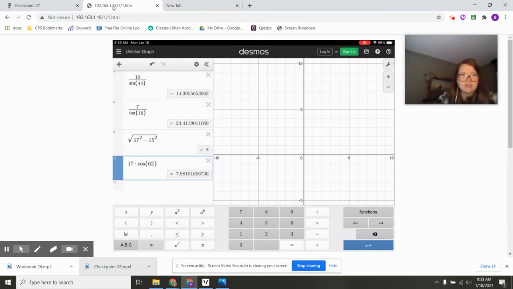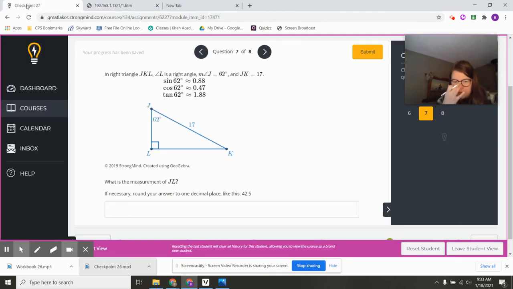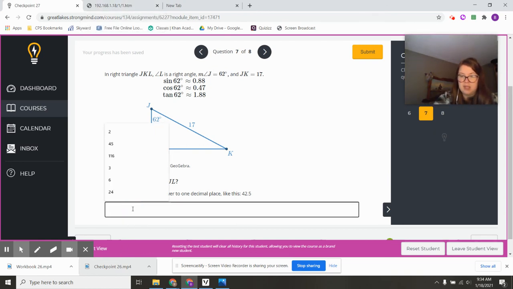7.98. And let's check what decimal place they wanted us to round to. If it was 7.98, I'm going to use their decimal approximation because it's going to be iffy. If I rounded that one to one decimal place, I would get 8, but that may not be what they want. So 17 multiplied by, and they said that the cosine of 62 was 0.47. And I got 7.99. So yep, I'm just going to have to round it to 8.